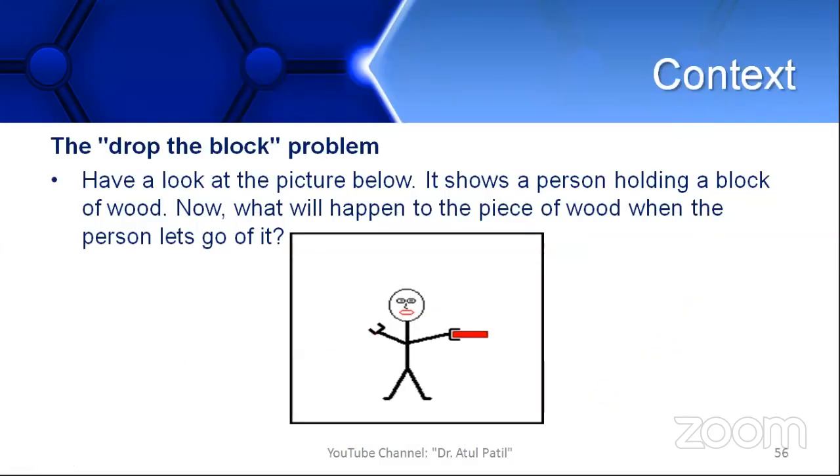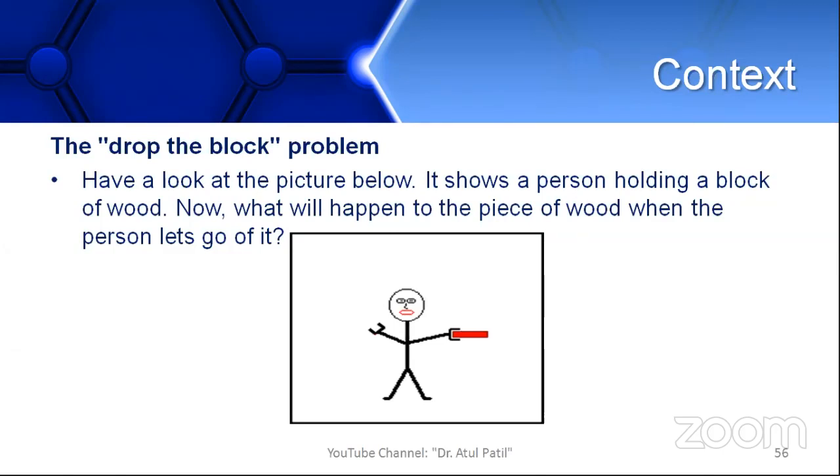Depending on the context, we should decide. For example, if there is any problem like this, have a look at the picture. There is a person who is holding a piece of wood in his hand. Now, if the question is what will happen if the person lets the wood go off his hand, if he leaves, what will happen? Now, the obvious answer that we would give is it will fall down. The piece of wood will fall down.